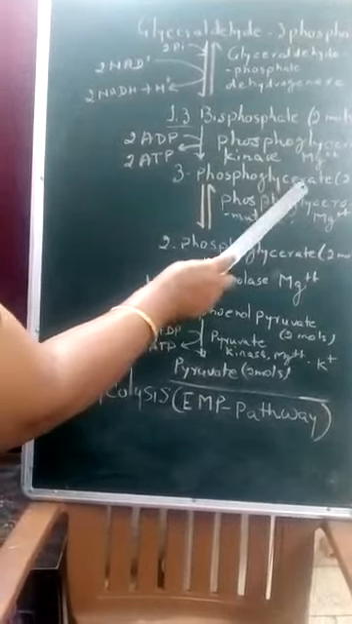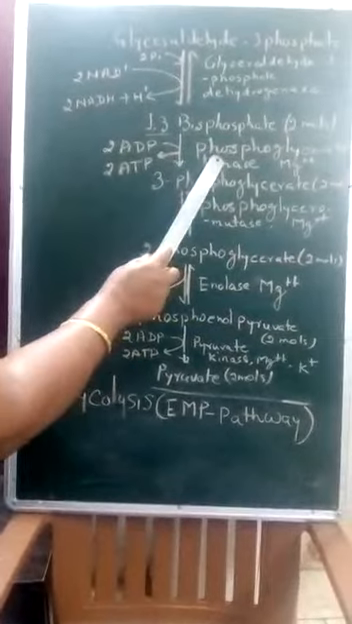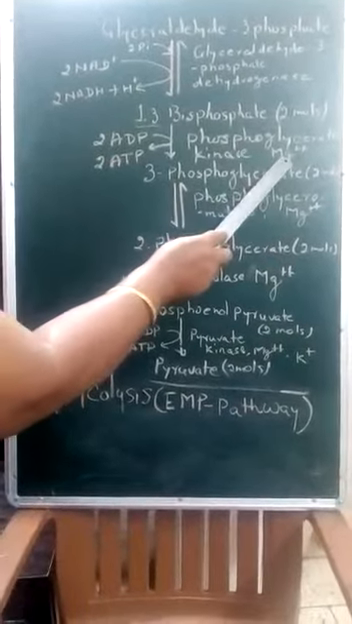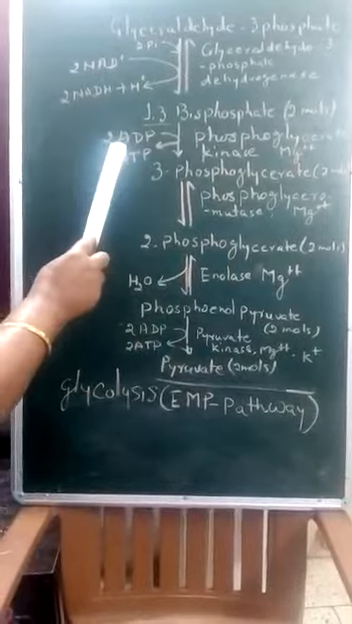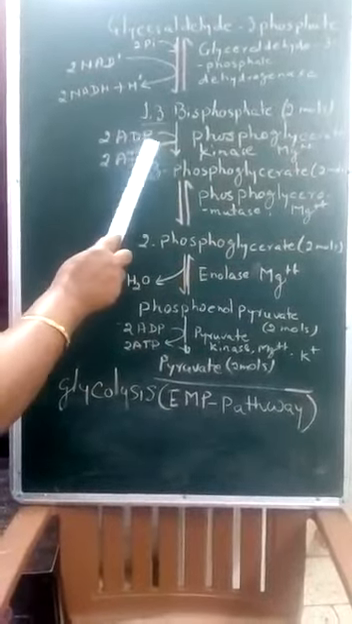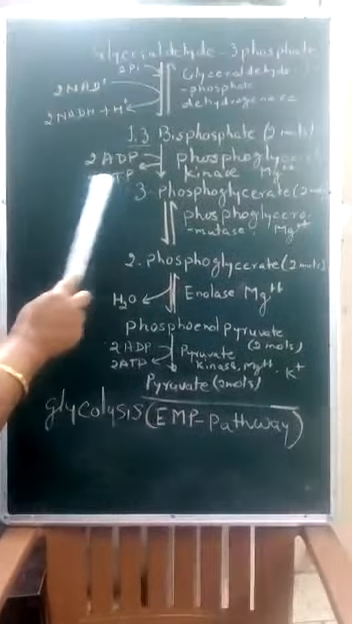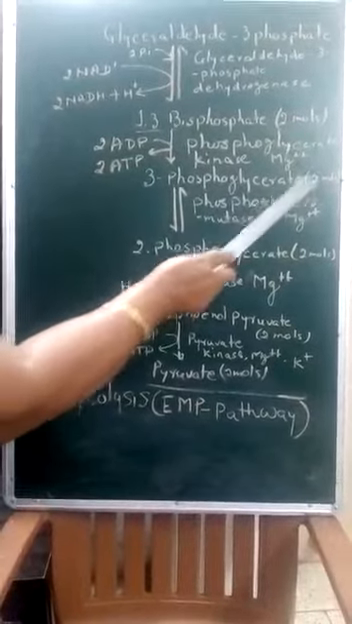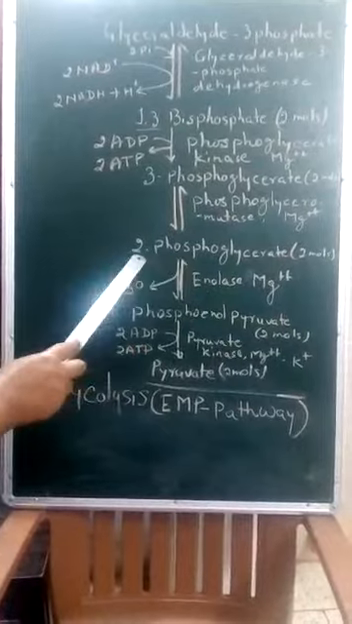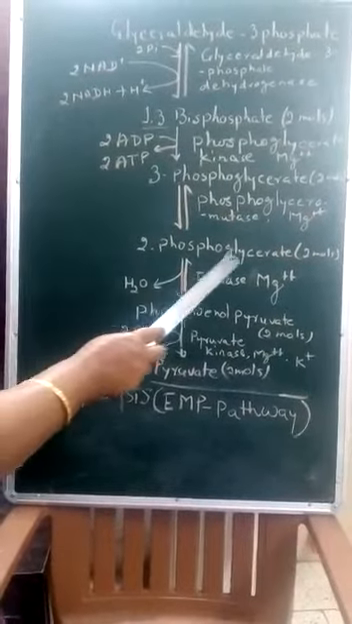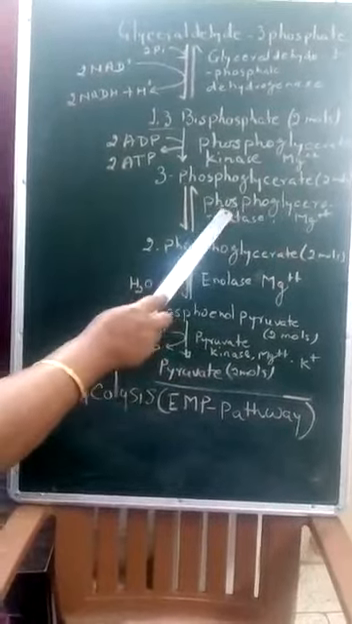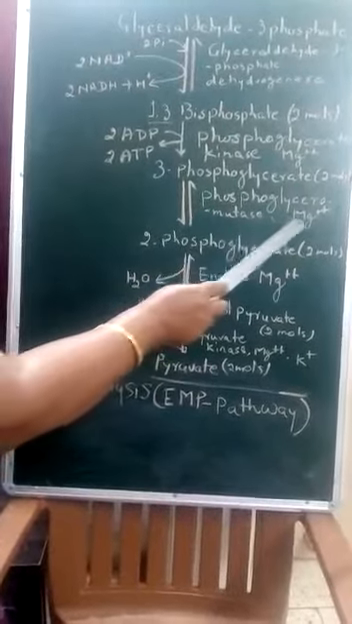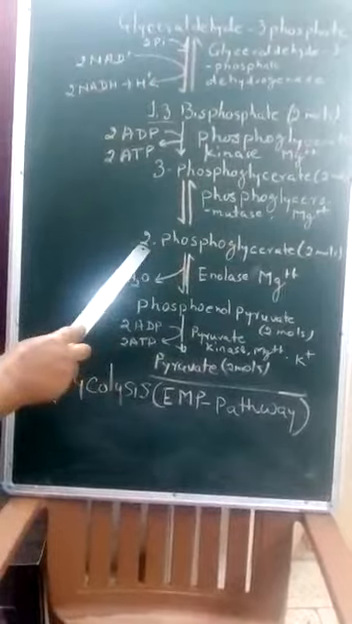3-phosphoglycerate, 2 molecules, in the presence of the enzyme phosphoglycerate kinase and magnesium ion. At the same time, 2 adenosine diphosphate are converted into 2 molecules of ATP. Then 3-phosphoglycerate, 2 molecules, is converted into 2-phosphoglycerate, 2 molecules, in the presence of the enzyme phosphoglycerate mutase and magnesium ion.